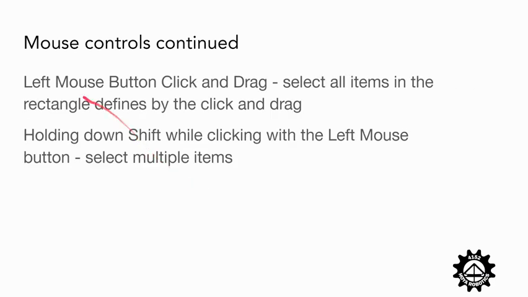We also have some other selections. If you want to select multiple items, you can left mouse click and drag, and that creates a rectangle that selects all the items. And even doing that in a slideshow, that allows you to select multiple photos if you have them in a slideshow. So these are common techniques in most software. And then holding down Shift while clicking with the left mouse button allows you to select multiple items.